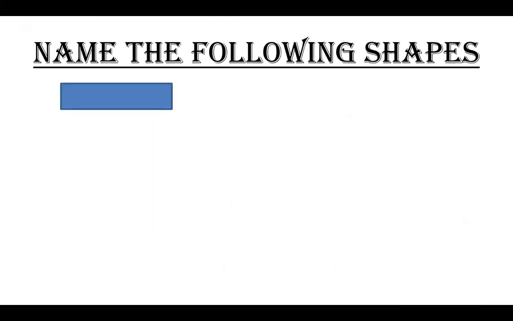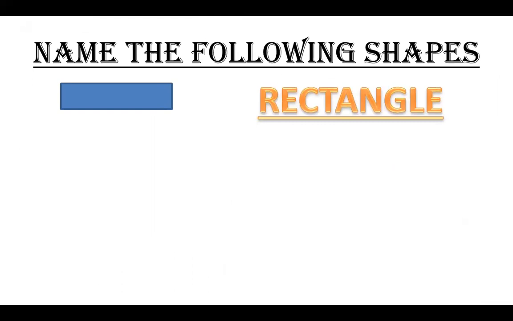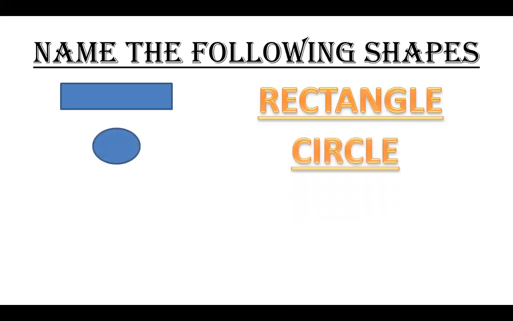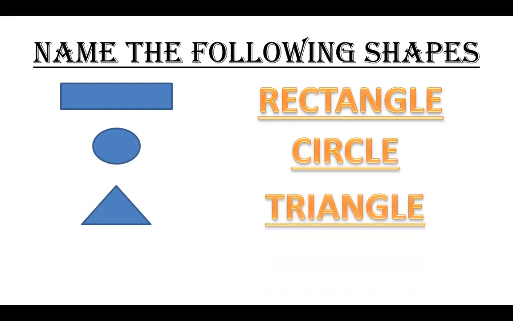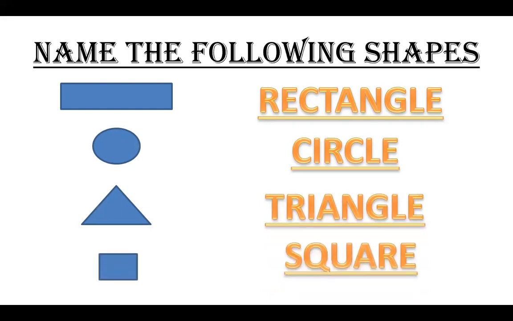So first one is what? What is the shape name? Rectangle. Next one is what? Circle. Next one, triangle. Square.